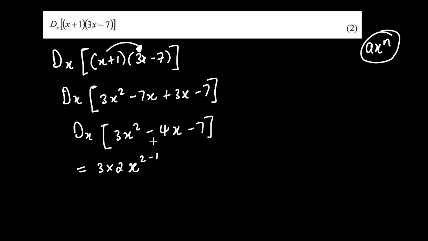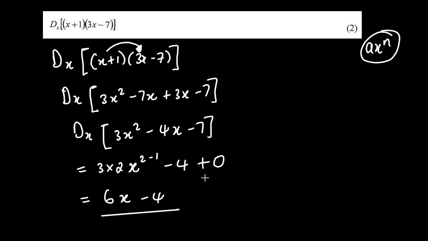Then for this one, the rule says if the exponent is 1, you're just going to take the number in front, so it's going to be negative 4. Then what about this one here? It's a constant, right? So the derivative of a constant is just 0. So the final answer will be 6x minus 4. Okay, so that would be it there. All right, that would be it.